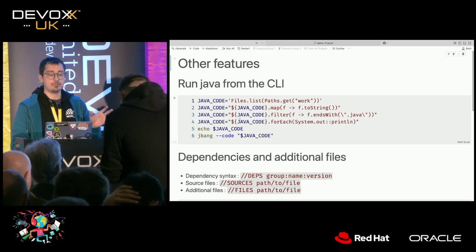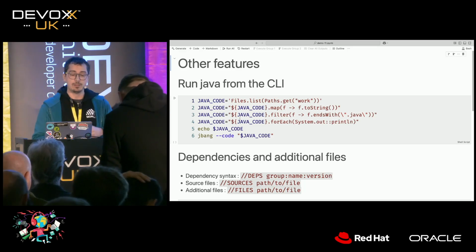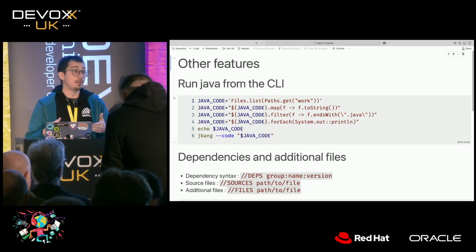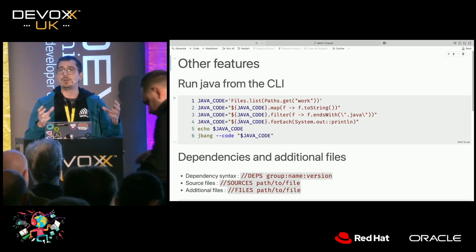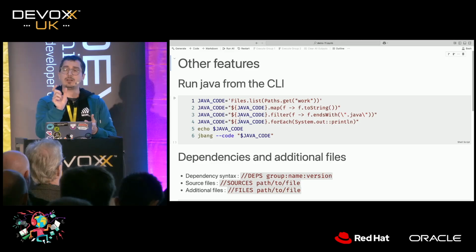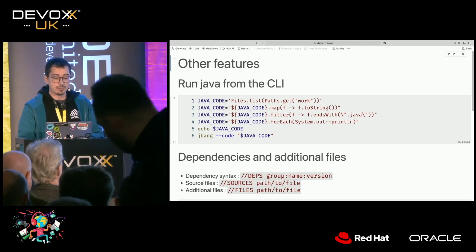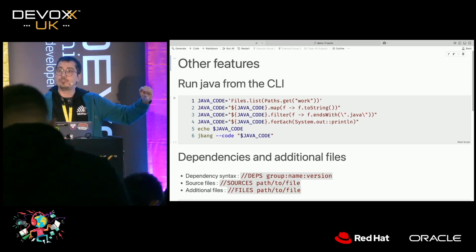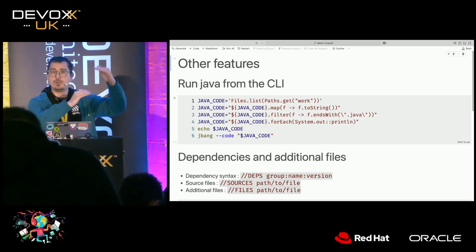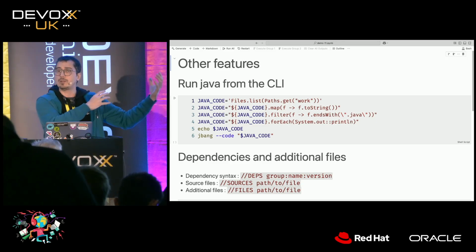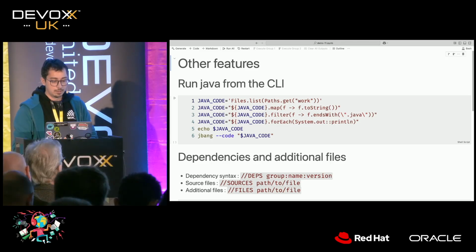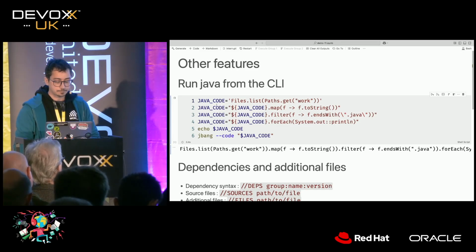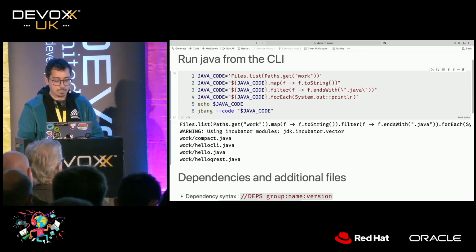And one last feature that I'd like to show is that you can run Java directly from the CLI with JBang. So this is an example of some stream manipulation to list only files that end with Java, and they pass this Java code directly into JBang, like this. So I split it into multiple lines to make the readability easier, but you can put everything in a single string. And let's run it. And you get this.